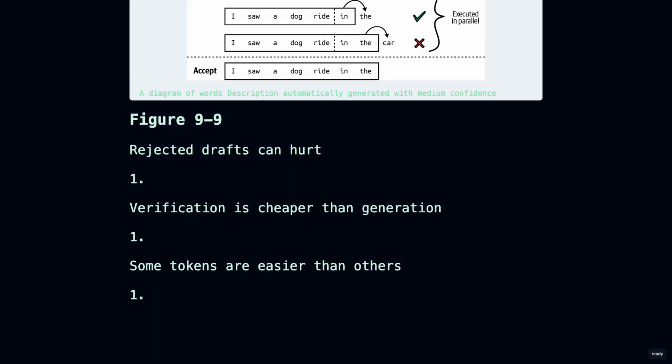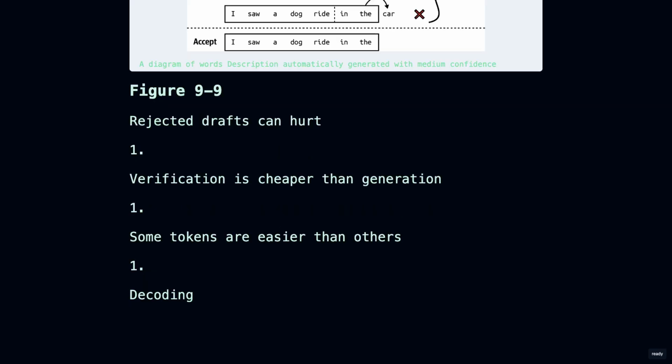The third reason is hardware efficiency. In decoding, the system is often waiting on memory, so some compute cycles can be used to verify draft tokens almost for free. Because decoding is often memory bandwidth bound, there can be spare compute available. Speculative decoding can use that idle capacity for verification instead of leaving it unused.